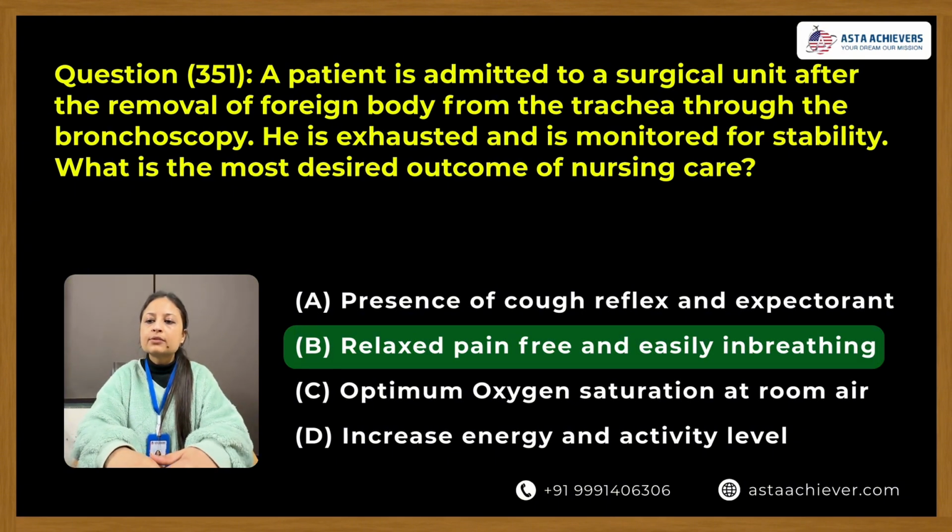So option A, presence of cough reflex and expectorant. Option B, relaxed, pain-free and easy breathing. And option C, optimum oxygen saturation at room air. And option D, increased energy and activity level. So option B, relaxed, pain-free and easy breathing.